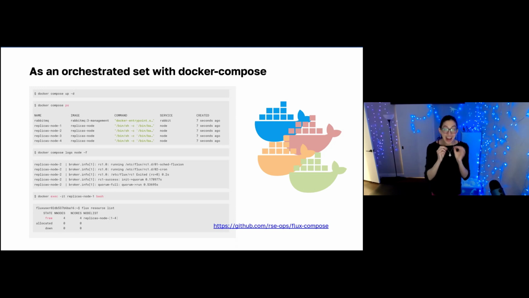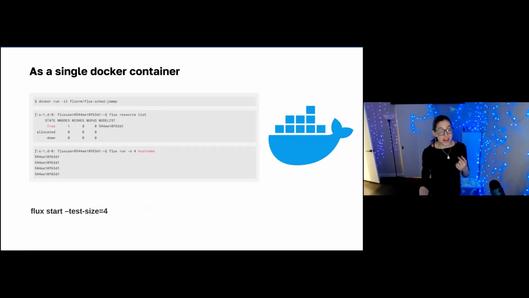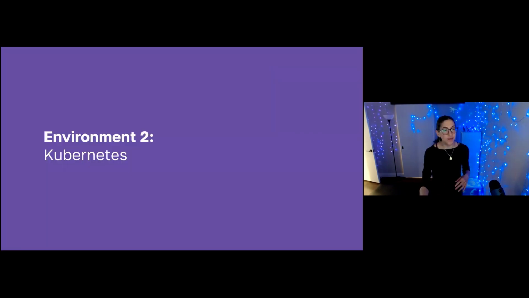Now, the reason that I don't use this one as much is because with the single Docker container, you can do a flux start with the flag test-size. And that's actually going to create you 4 nodes that are kind of simulated fake nodes. It doesn't mean that you have more cores on your computer. Don't overwhelm your single little portable computer's resources, but it does mean that you can test without needing, for example, Docker Compose.